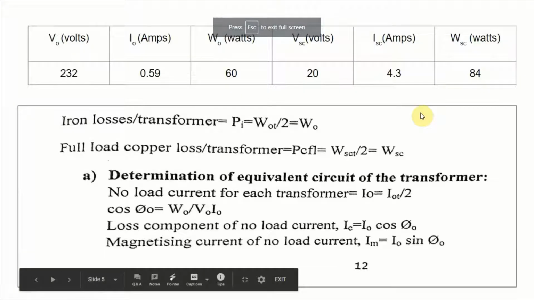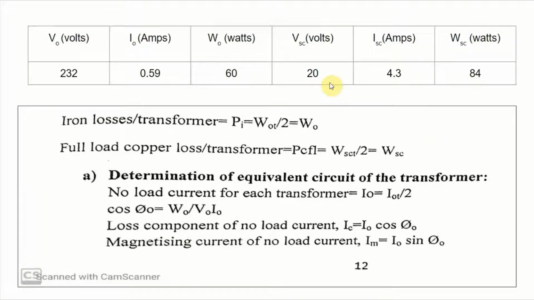So we have seen the conduction of Sumpner's test. These are the results we have obtained. These 3 readings are the OC readings, and these 3 are the short circuit readings. Now this calculation is similar to the OC and SC test calculation, so there is not much difference in the calculation here.